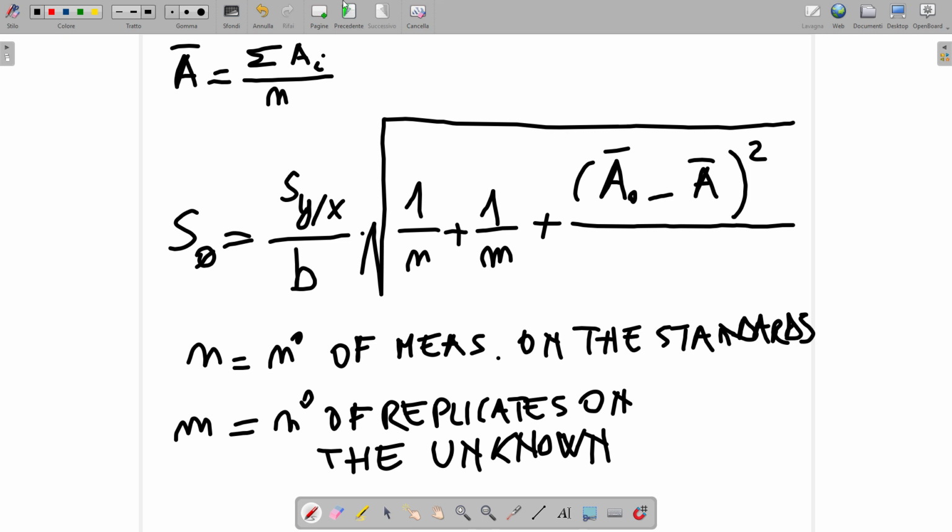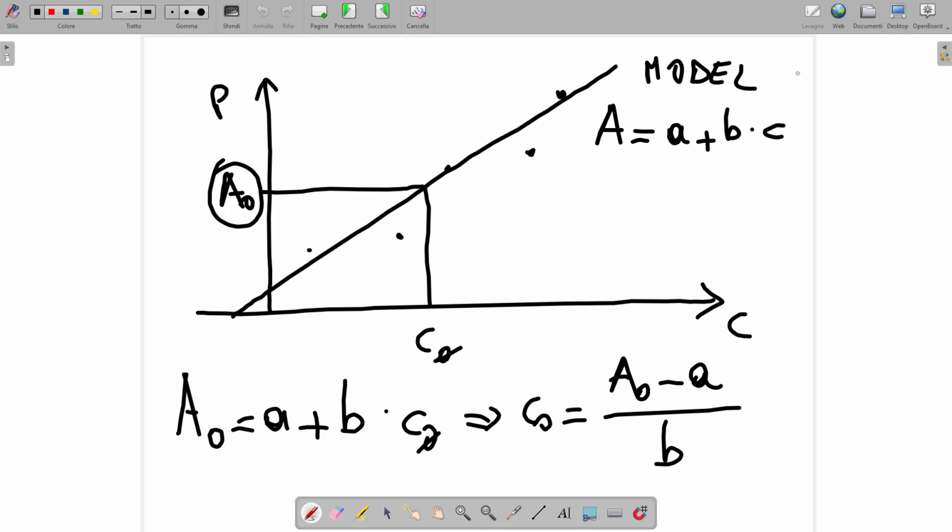So, in this case, we have only 5 values of areas, area 1, 2, 3, 4, 5. We sum all of them and divide by 5, and we obtain the average value of the areas for the standard samples. But N is the number of standard measurements. N is the number of measurements performed on standard samples.